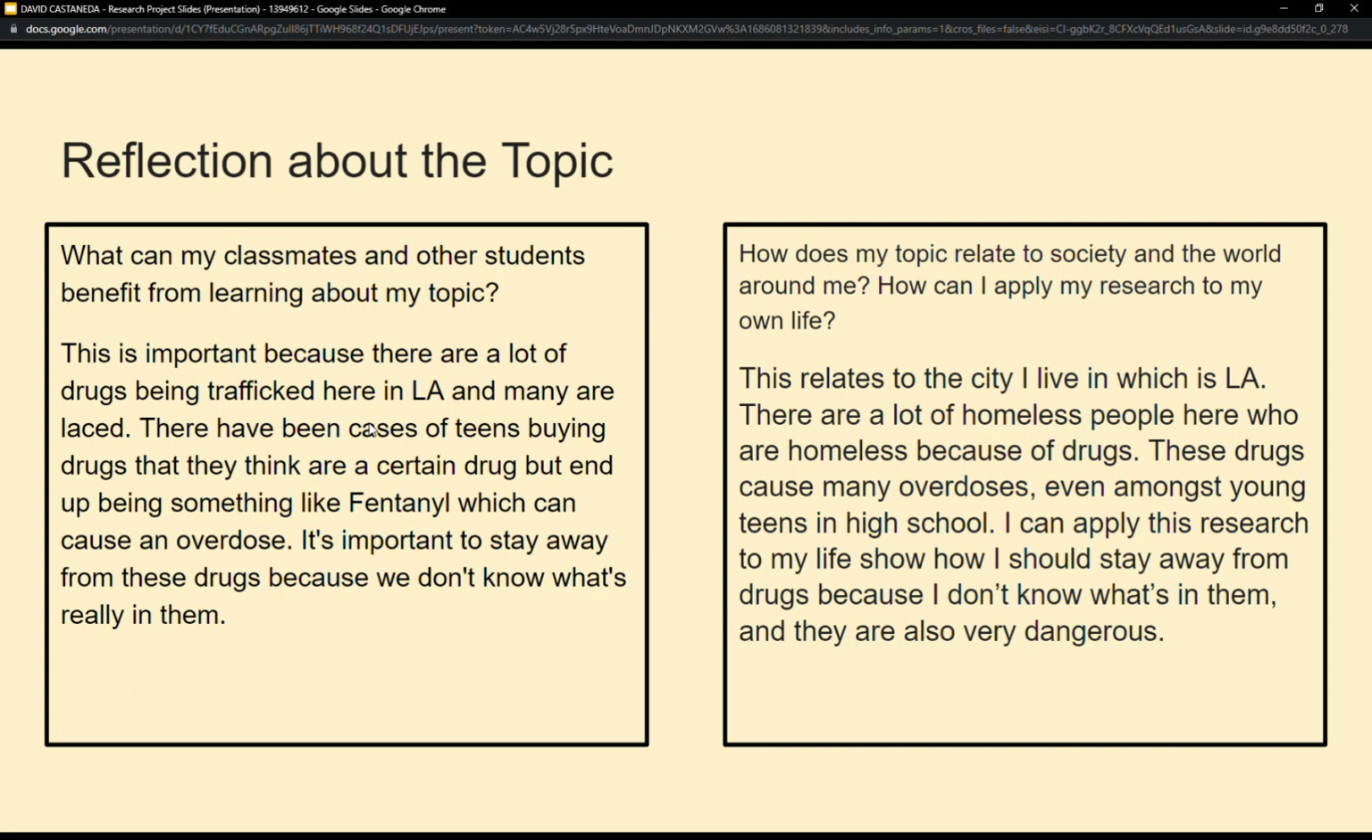This relates to the world around me because I live in LA, and there's a lot of homeless people here, and they're homeless mainly because of drugs, and there are also many overdoses, even kids like me that are still in high school. It just shows you how dangerous drug trafficking can be on a community as a whole, and it's just very dangerous.